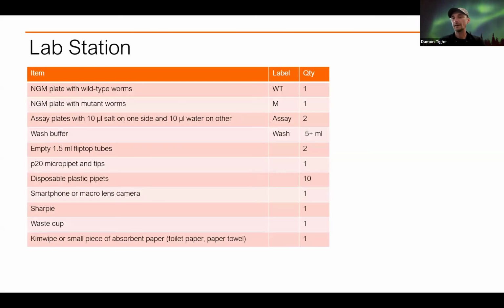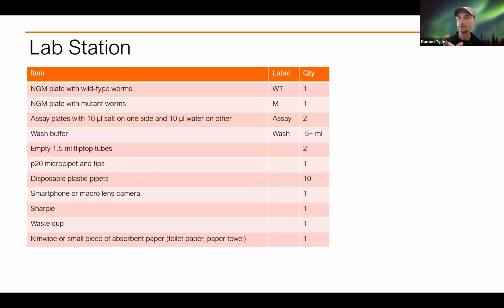You should have received lab stations in the mail. This is the lab station that you would normally see at a student workbench. The difference today is that most of you probably do not have a P20 micropipette and tips laying around, which is fine. We're going to be able to do everything today with just the transfer pipettes that you received in your packages. These other things are more essential. So you should have an NGM plate with wild type worms, an NGM plate with mutant worms, and then assay plates that you would have added salt and water to last night to diffuse.